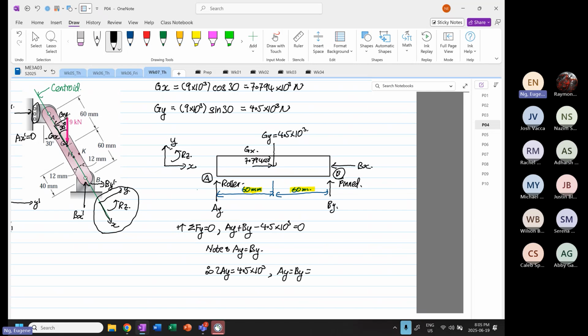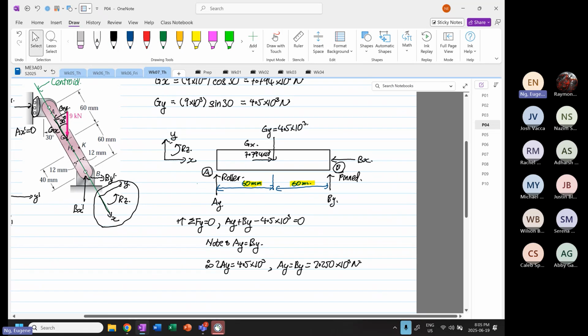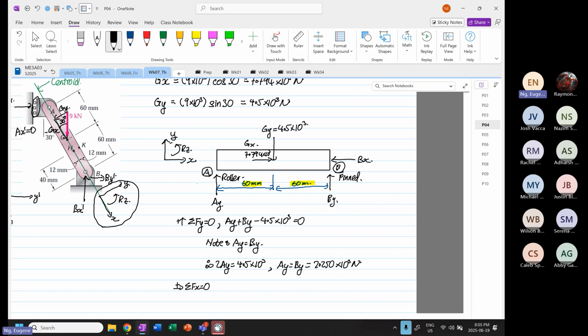This is equal to 4.5 divided by 2.250 times 10 to the power 3 Newton. Okay, then we do summation of forces in the x direction is equal to 0.